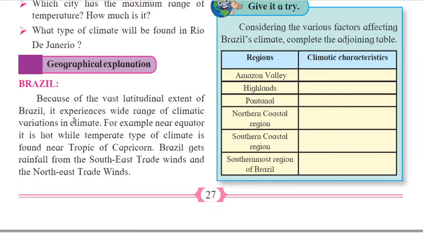Latitudinal extent of Brazil, it experiences a wide range of climate variations in climate.